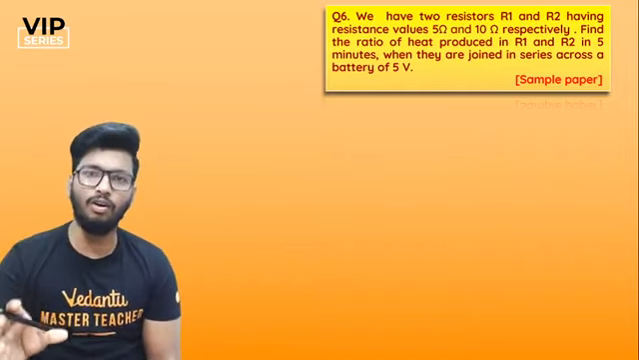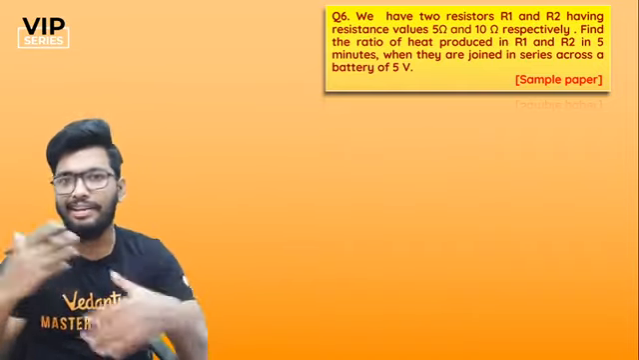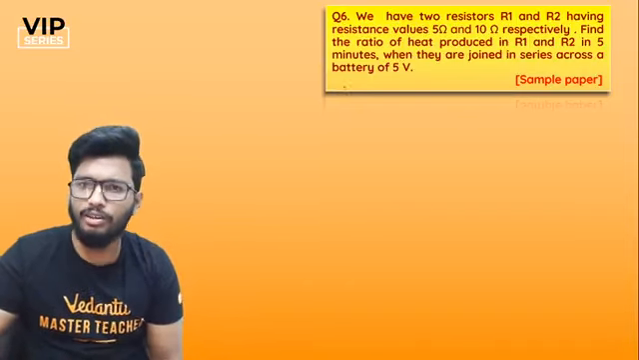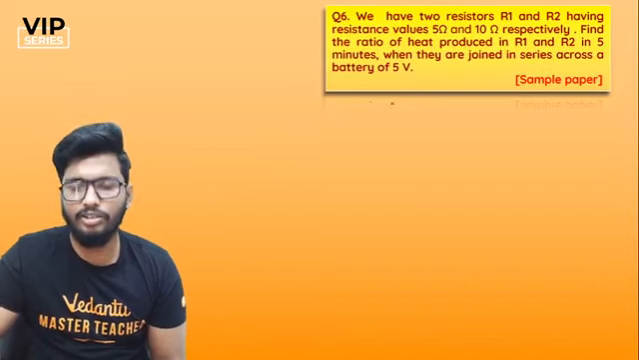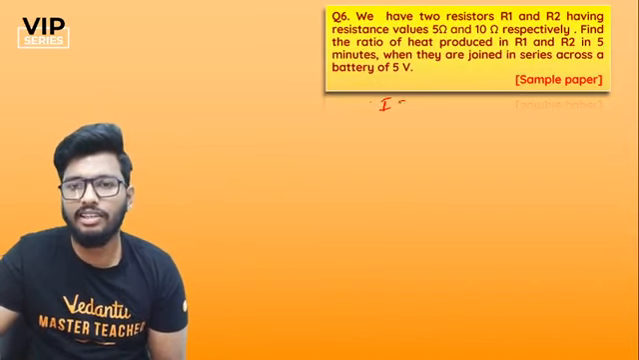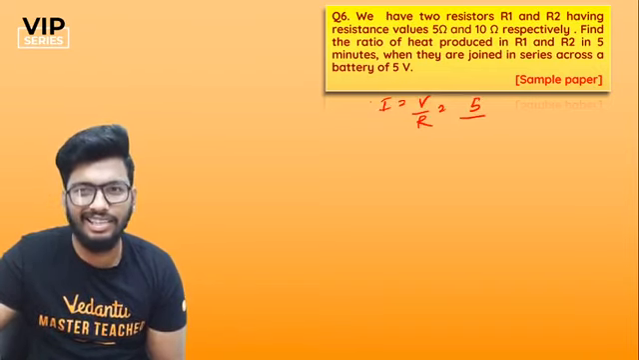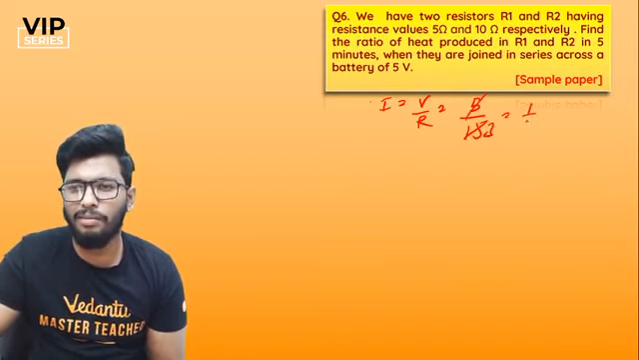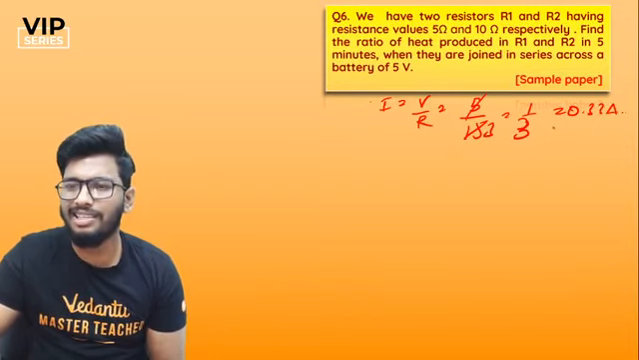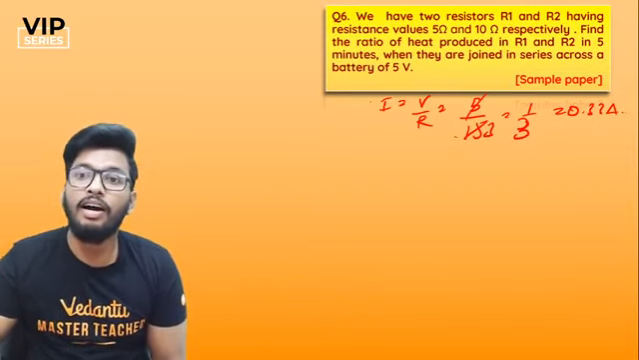This is going to take a little longer, so have some patience and try to do it with me. I want you guys to try out this question. First of all, it's connected in series, so find out the current first. Current is equal to V by R. V is given as 5 volts, and the resistance, since it's connected in series, is 5 plus 10, which is 15. So 5 by 15 is nothing but 1 by 3, which I can write as 0.33 amperes, the current that is drawn.